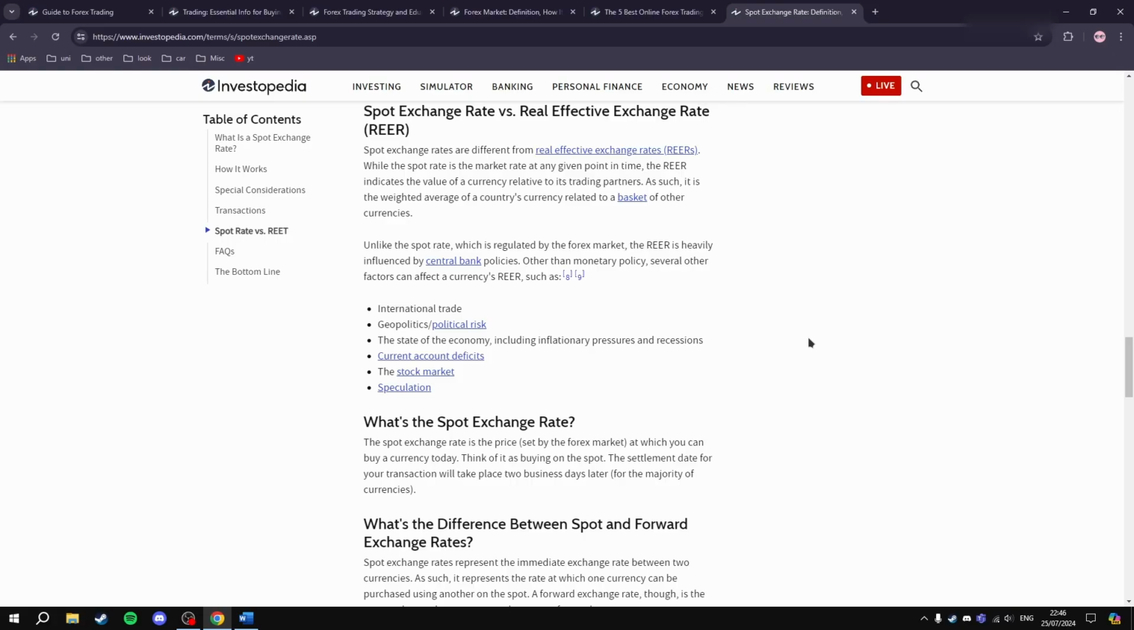The real effective exchange rate is the weighted average of a country's currency relative to a basket of other currencies. Where would we see these real effective exchange rates?